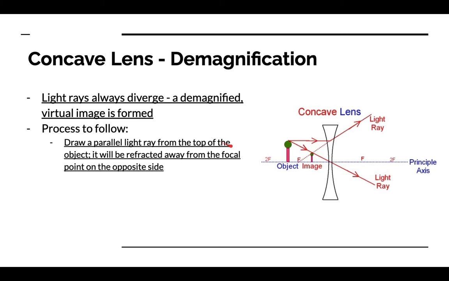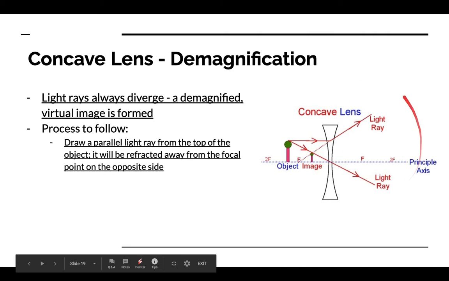So the process to follow is the same as before. We start off with our object and we draw a parallel light ray. Except this light ray with a concave lens is going to get bent outwards now instead of bent inward. Now we draw a second light ray that passes through the center of our concave lens, just as we would expect. So we're following the same rules we established before.